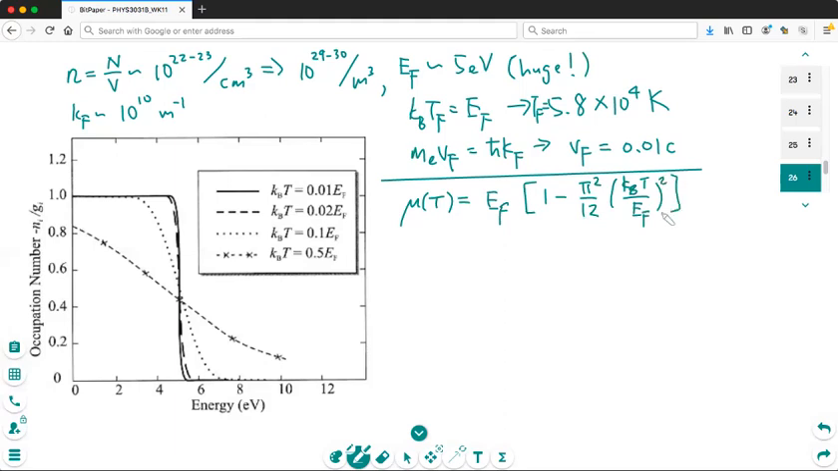Or I can change this EF to kBTF and cancel kB. The reason is now clear. If I'm at zero temperature, this term will be gone. So my chemical potential at zero temperature limit is strictly defined as the Fermi energy. This is what I said before.